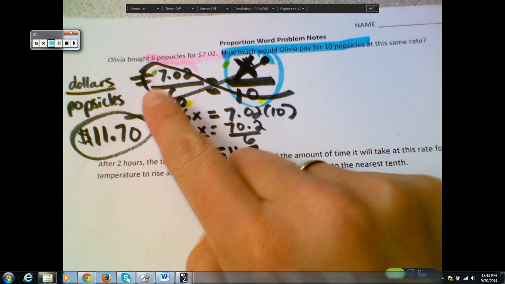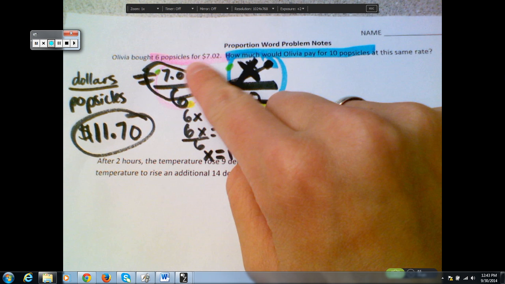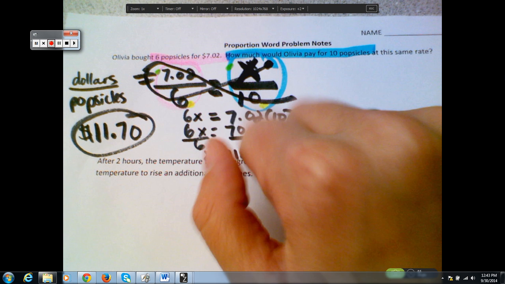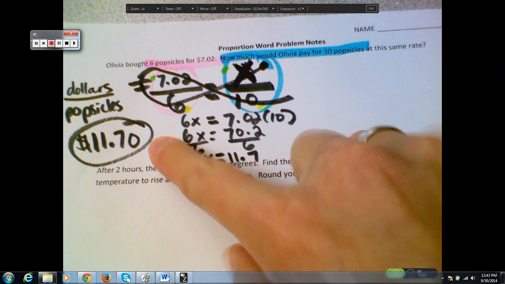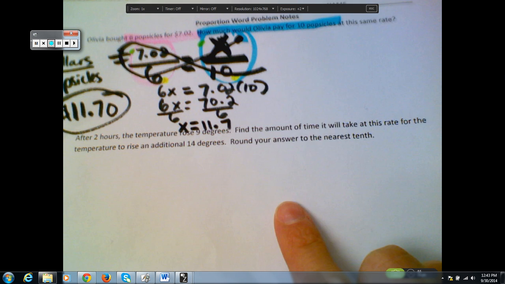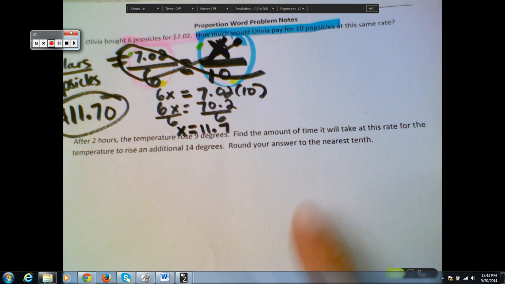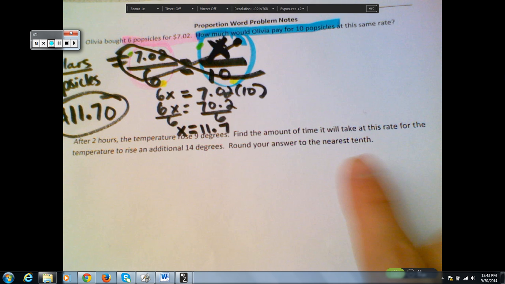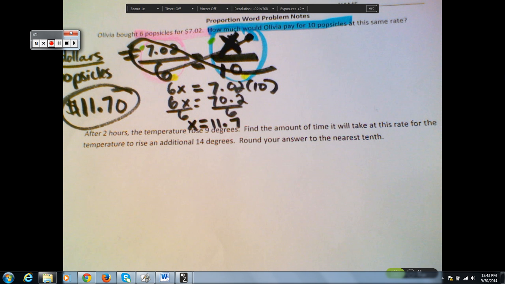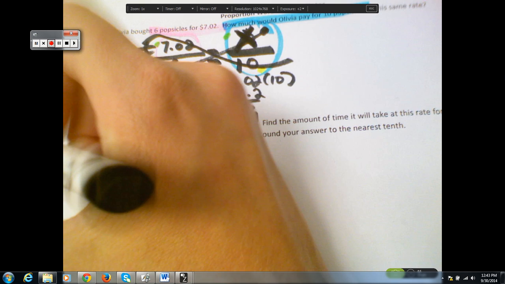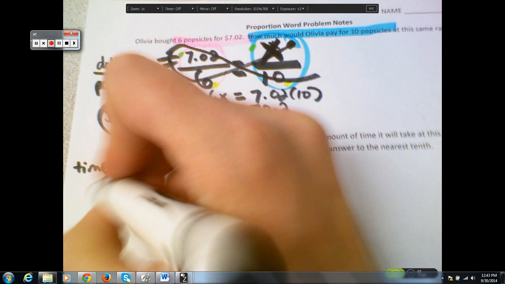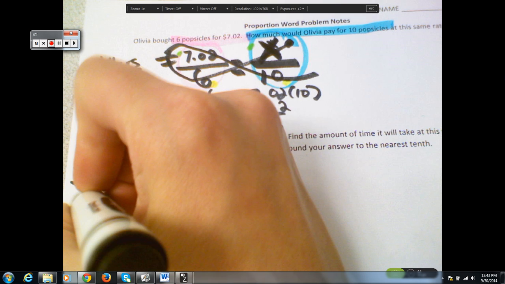In this problem, if you wanted to, you could have figured out the price per popsicle, which is $1.17 per popsicle, and then multiplied it by 10 to find your total. In this problem, we can't really do that because it's going to be a messy answer, and so we need to set up a proportion for sure. What I'm comparing in this proportion is time in hours, compared to degrees, temperature.